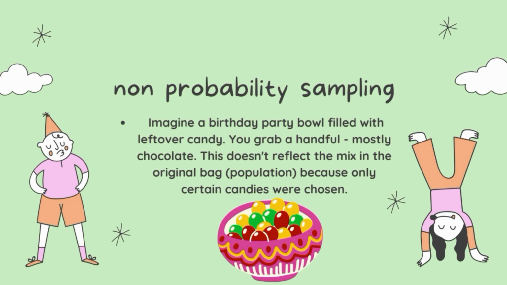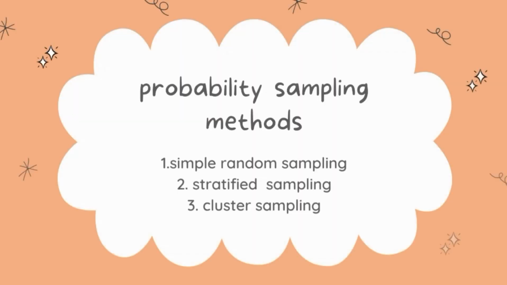Coming to the next one, we'll discuss the different types of probability sampling. We have three types here: simple random sampling, stratified sampling, and cluster sampling. These are the methods of probability sampling. First, we'll move to the simple random sampling method.